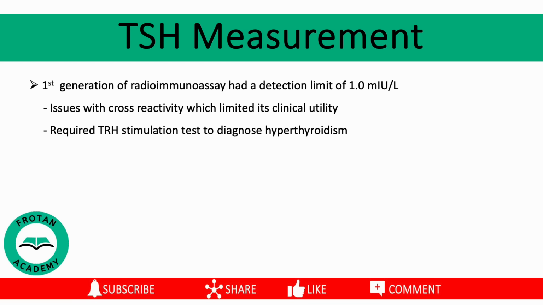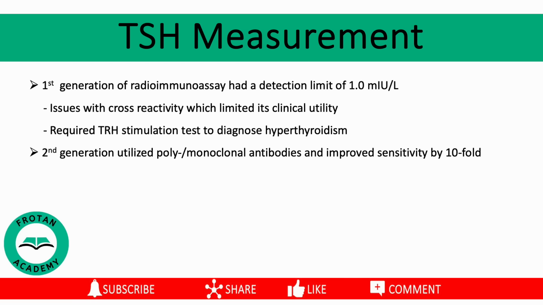The first generation of radioimmunoassay methods had a detection limit of approximately 1.0 milli-international units per liter, which detected only the normal and elevated TSH levels. This was due to cross-reactivity with other glycoprotein hormones such as FSH, LH, or HCG that are structurally similar to TSH. This limited its clinical utility in the diagnosis of primary hypothyroidism and required the use of TRH stimulation to diagnose hyperthyroidism that was characterized by an absent TRH-stimulated TSH response.